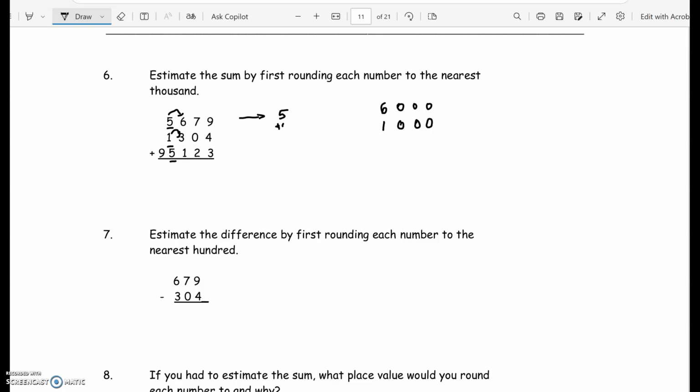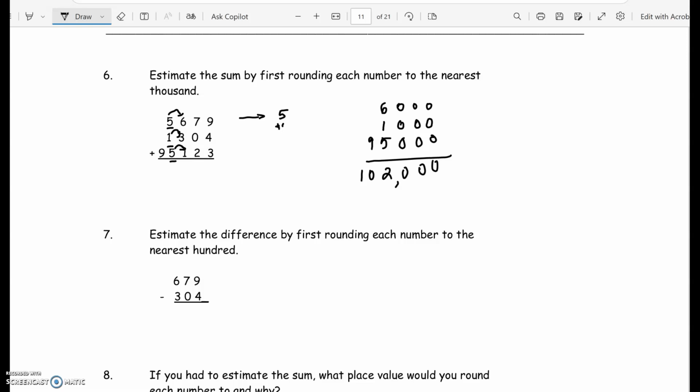Now 5 is in the thousands place. One place value to the right tells us to round down, which means leave the 5 alone. Add all these numbers. That's pretty quick. It's 102,000. So roughly we are expecting an answer around 102,000.